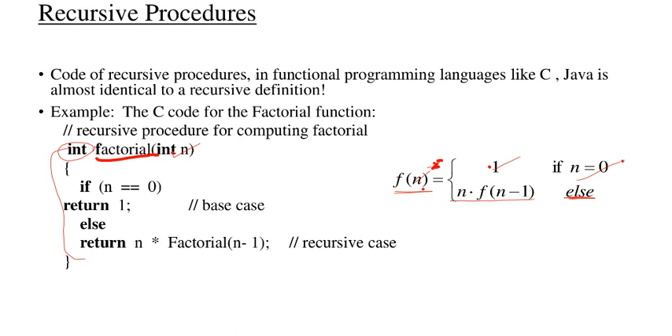Now coming to this condition, if n is equal to 0, I am going to return 1, meaning the factorial is 1. Otherwise, else, I am going to return n into factorial of n minus 1. Simple. And if you are able to understand it, it's quite easy. Okay, so let me come back once again so that you can easily understand.